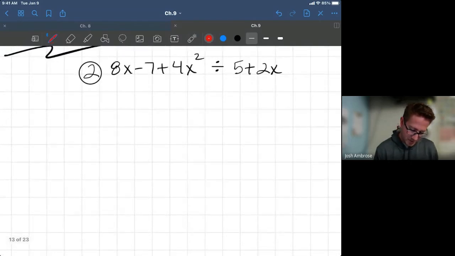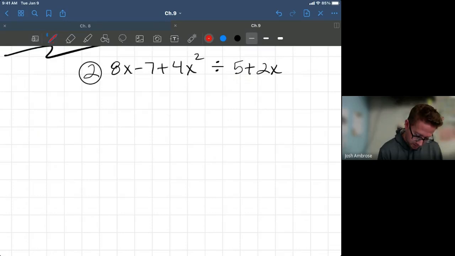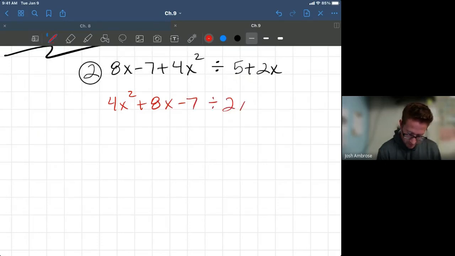All right, the point of this example problem is we are given a polynomial and a binomial that are both out of order. So we need to rewrite this whole thing, put them in the proper order, then go through and do our division. Okay, so 4x squared plus 8x minus 7 divided by 2x plus 5. Notice I had everything out of order. I had to put it back in order, but the signs didn't change.